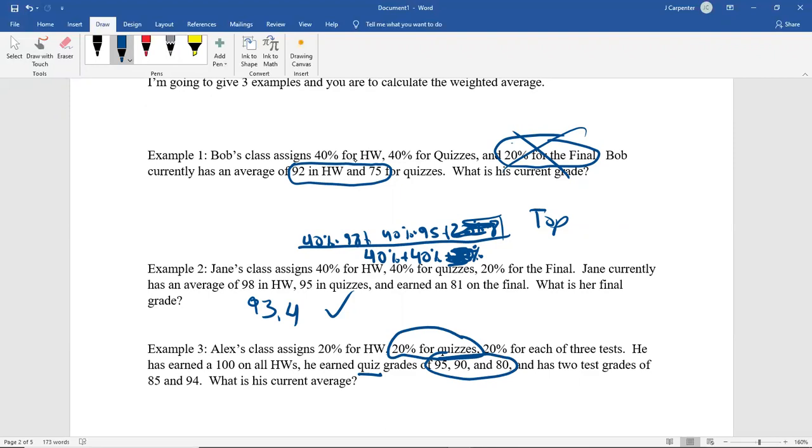The first thing you do is, I didn't give you a quiz average. I gave you the homework average, I gave you the test averages, but you need to take the 95 plus the 90 plus the 80 and divide it by 3. That gives you your quiz average. And now it's basically like example 2 ready to set up. But example 3, I gave that extra step, which I just showed there.